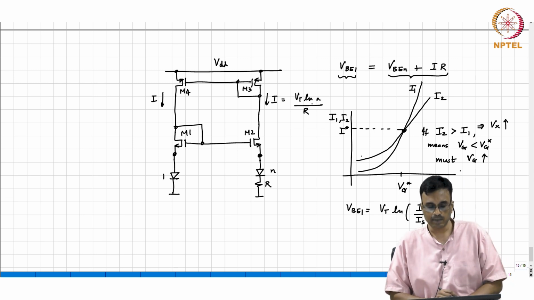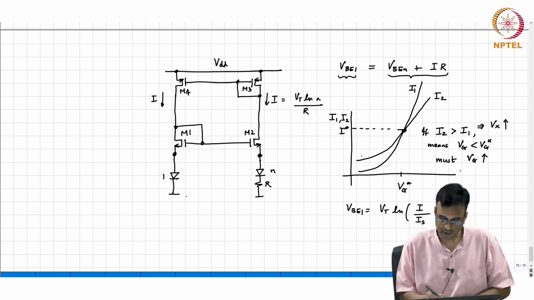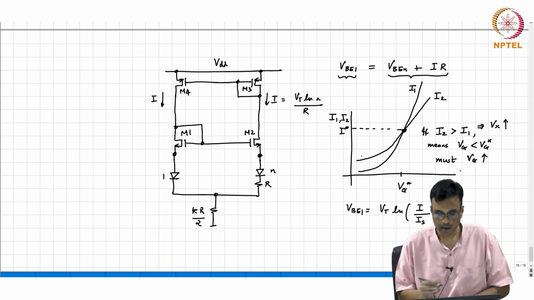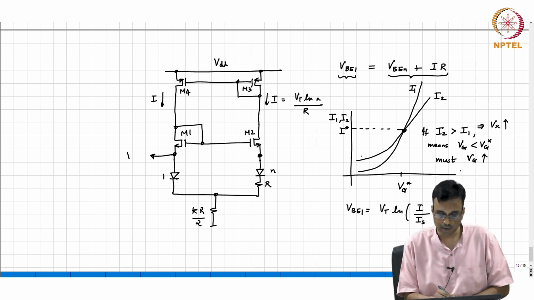Now, how do we generate the band gap voltage? There are many ways of doing this, obviously. You can use any of those things that we've used in the past. So let's say one way of doing this is to connect KR by 2 here, okay, and take the band gap output voltage there, right. So that's one way of doing it, or you can take the band gap output voltage here.